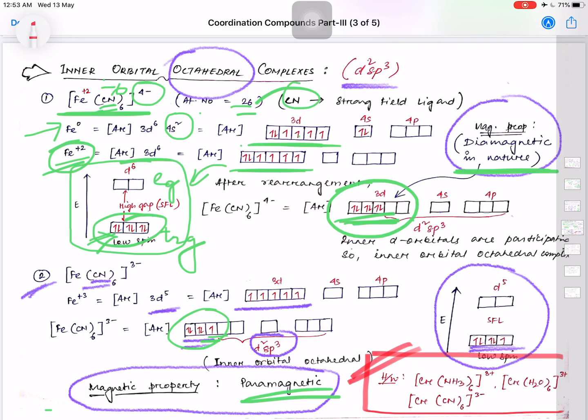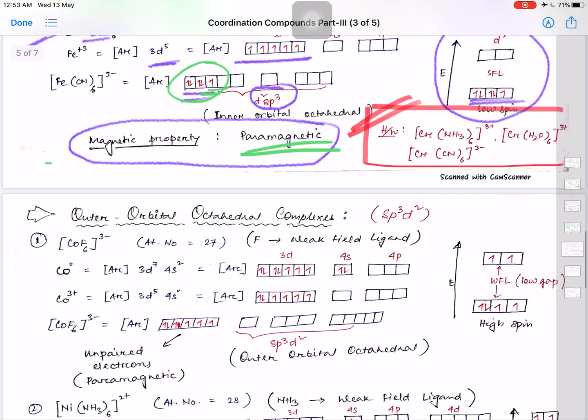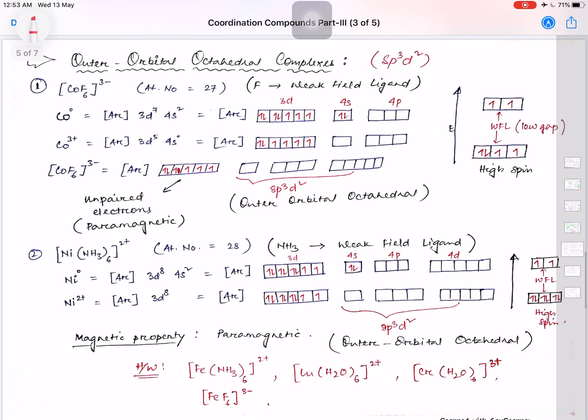So next, let us move on to outer orbital octahedral complexes. In outer orbital octahedral complexes, what do we have? We have the hybridization sp3d2, meaning outer d orbitals take part. So just take this one, CoF6 3-, in which cobalt is in +3 oxidation state. Normal cobalt is 4s2 3d7. So just fill up the electrons like this in these orbitals.